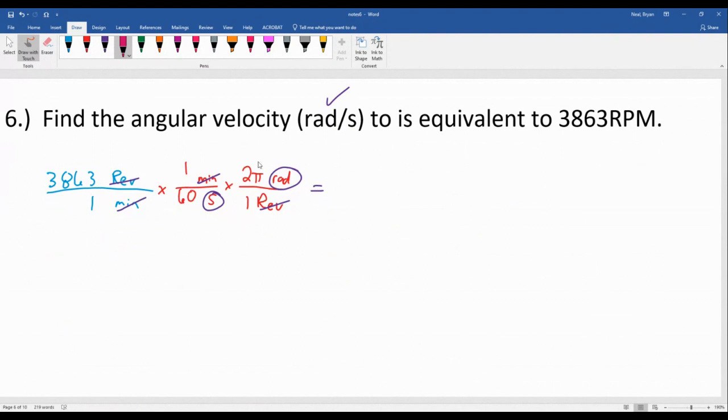So 3863 times 2 times pi divided by 60, you can do that all in one run, gives you 404.53. Looking at the units left over, we had radians left on top, seconds on the bottom, and again, that's what we're looking for.